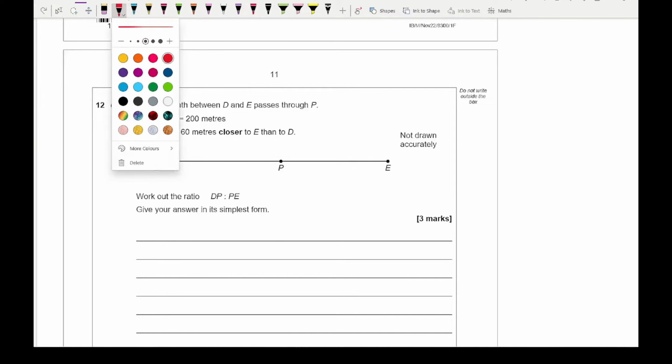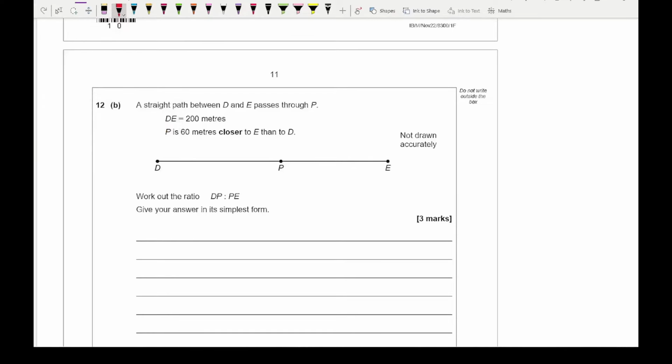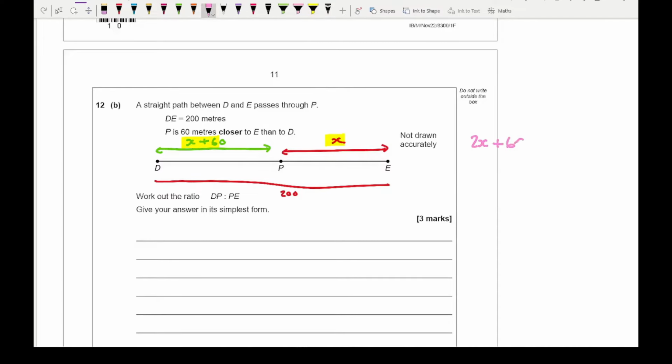Now, the first one I'm going to say is probably using algebra. We know that D to E is 200 metres, so this whole distance is 200. And we know that P is 60 metres closer to E than it is to D. So if we call this length here X, then this length here is going to be 60 metres more, so that's X plus 60. Now, using equations, X plus 60 plus X gives me 2X plus 60, and that is equal to 200.